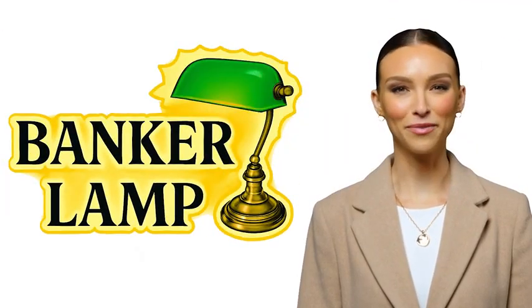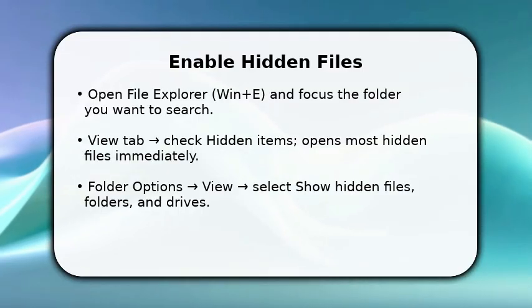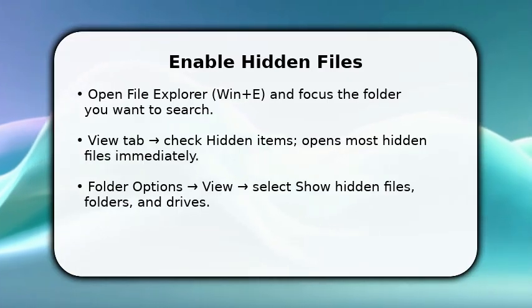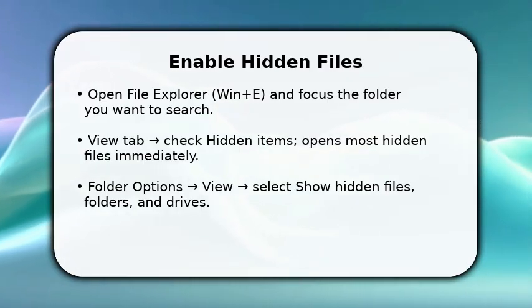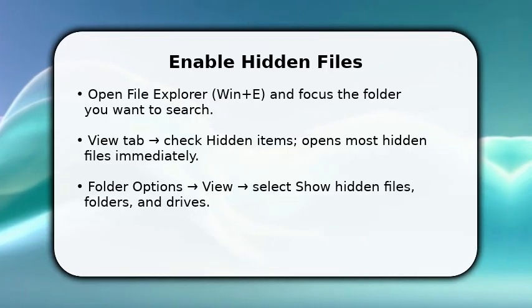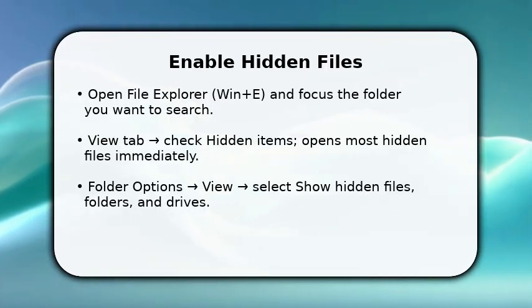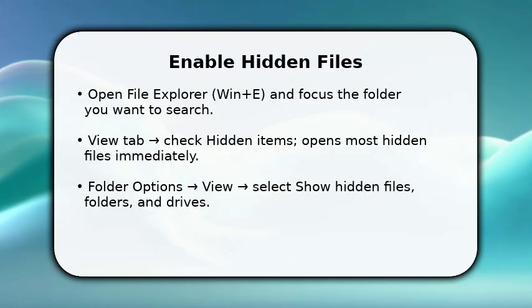Please enjoy the video. You start right away. Open File Explorer, Win+E, and navigate to the folder or drive you want to inspect. Once there, click the View tab and check Hidden Items so you can see simple hidden files immediately.